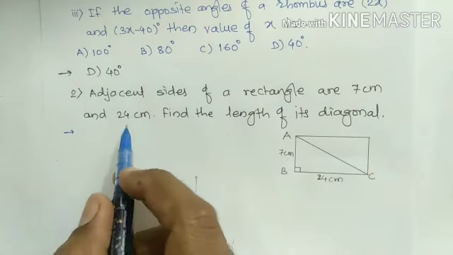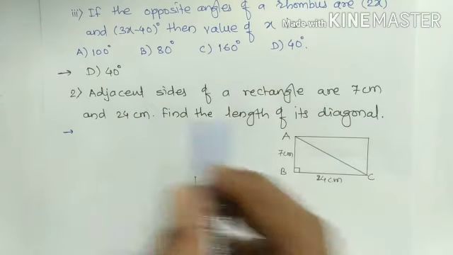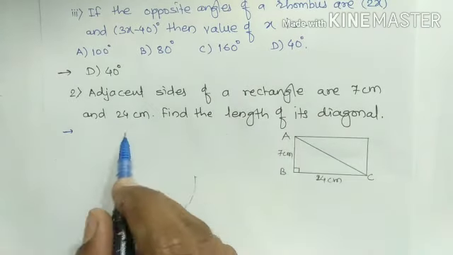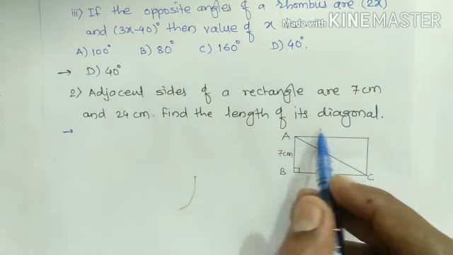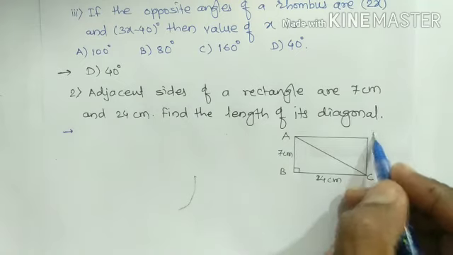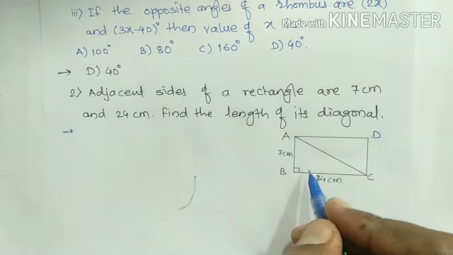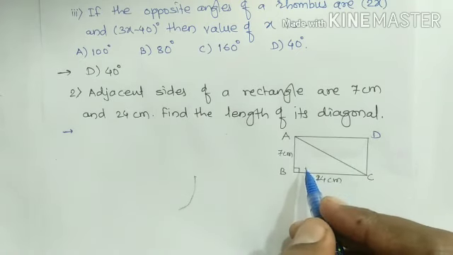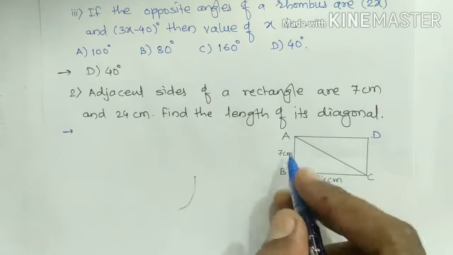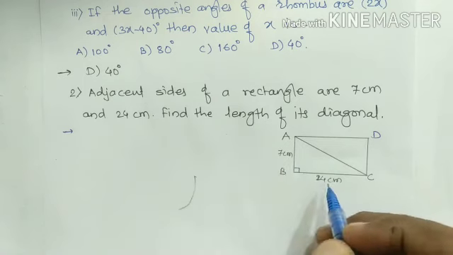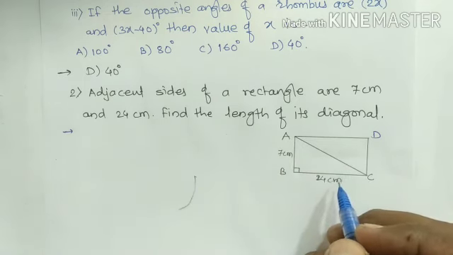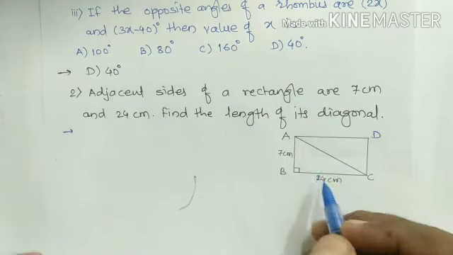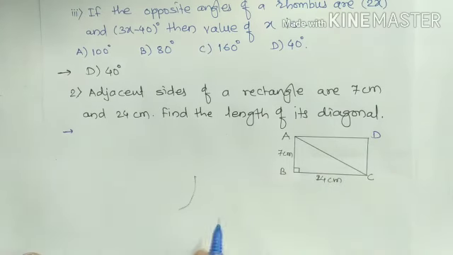Now the second example is, adjacent sides of a rectangle are 7 centimeter and 24 centimeter. Find the length of its diagonals. Here the given quadrilateral is a rectangle. We know that each measure of each angle of the rectangle is 90 degree. Here the length of its adjacent sides are given, which are 7 centimeter and 24 centimeter, and we have to find the length of its diagonal. By using Pythagoras theorem, here we can easily find the length of diagonal.